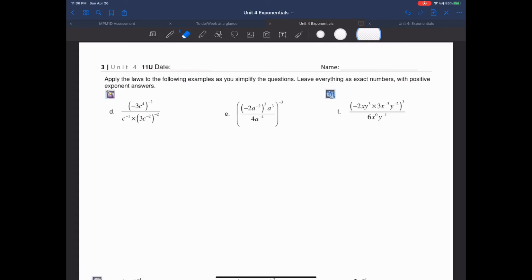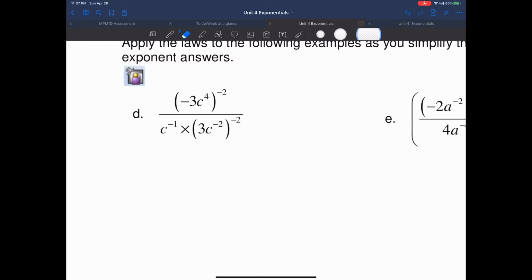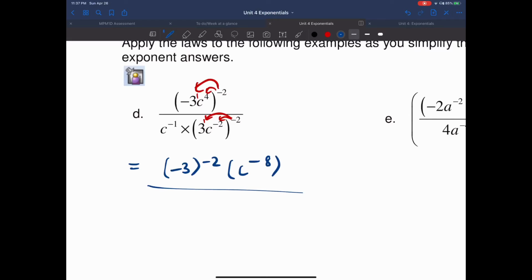So part D, again, like before, I need to make sure I distribute that -2 to each part of the exponent within the bracket. So I'm showing that using my arrows, and I'm making sure I'm putting a 1 on the coefficients that look like they're missing the exponents. So I will get -3 to the exponent -2, c to the exponent -8, all over c to the exponent -1, and then 3 to the exponent -2, and c to the exponent +4.